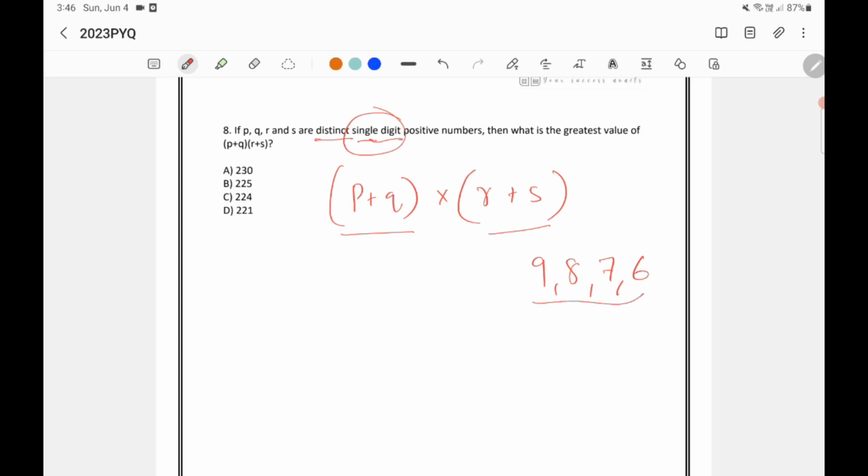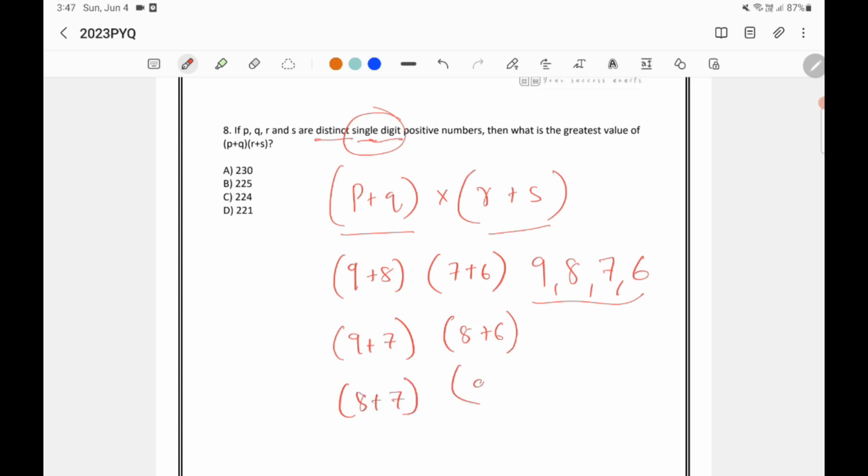So just try different combinations here. Let's say P is 9 and Q is 8. So that will give 9 plus 8 into 7 plus 6. Or it can be like 9 plus 7 into 8 plus 6, right? Or it can be like 8 plus 7 into 9 plus 6, right? So this is 17 into 13, this is 16 into 14, and this is 15 into 15.